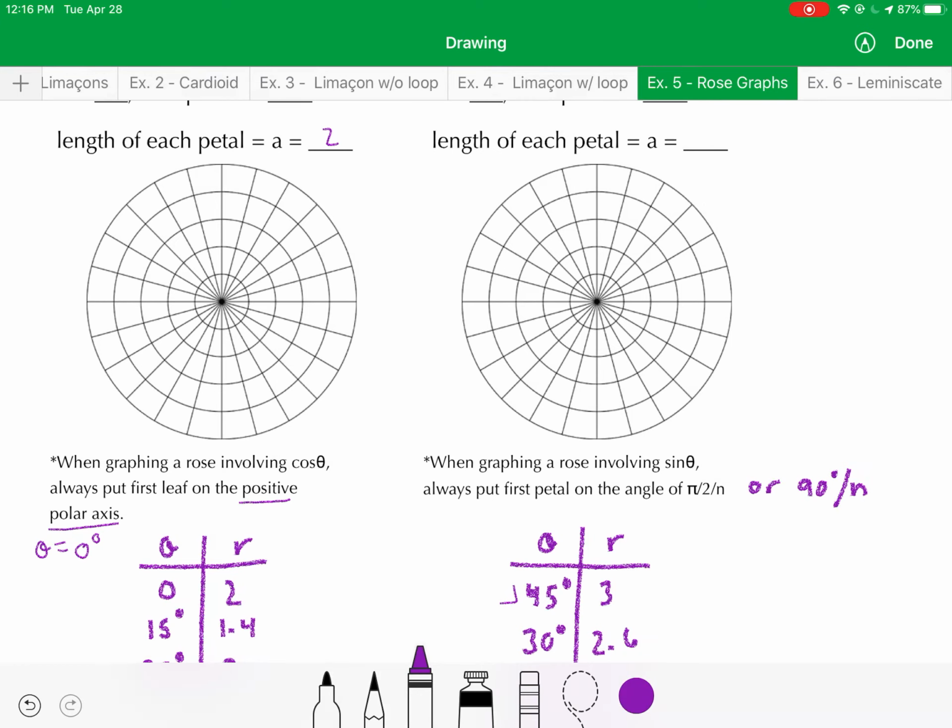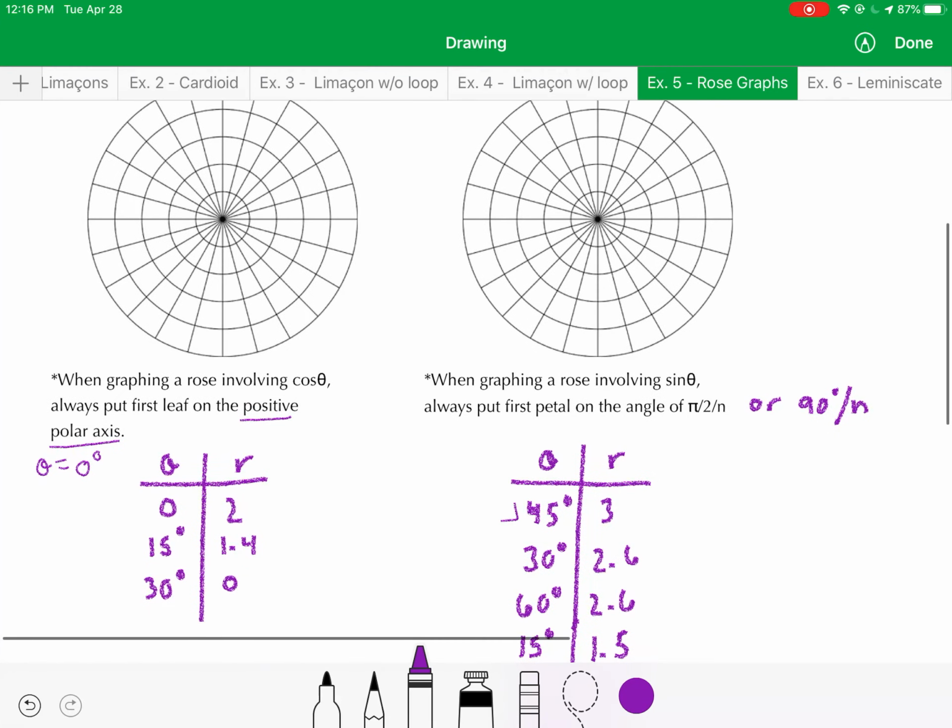Okay, so in this case, notice I've already got a table made here. When I plug in 0 for theta, I end up with an r value of 2. So let's plot that point. Okay, and then you'll notice the next value for theta that I choose to plug in is 15 degrees. So that leads me to an r value of approximately 1.4, okay, which would place me right about there.